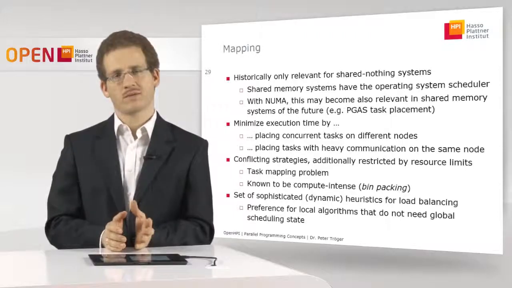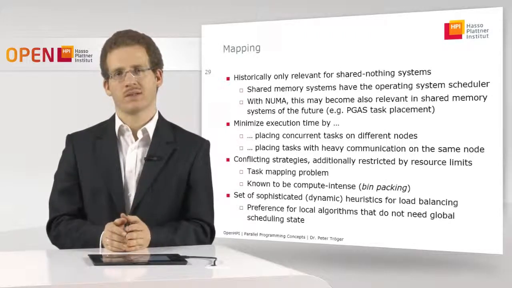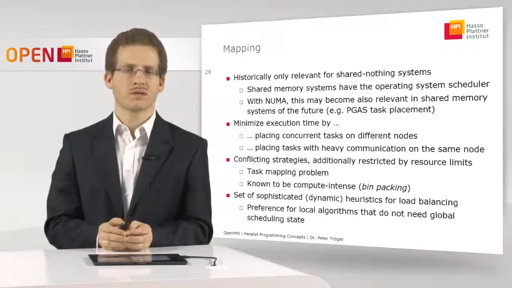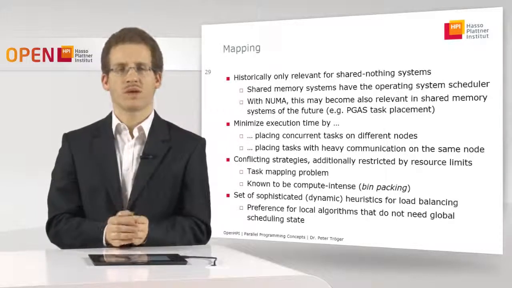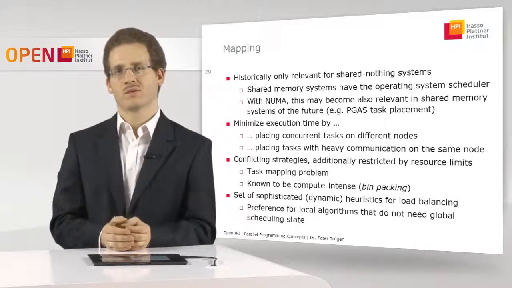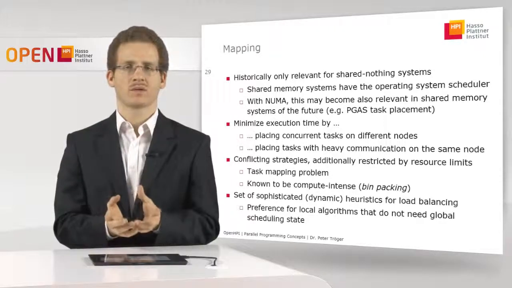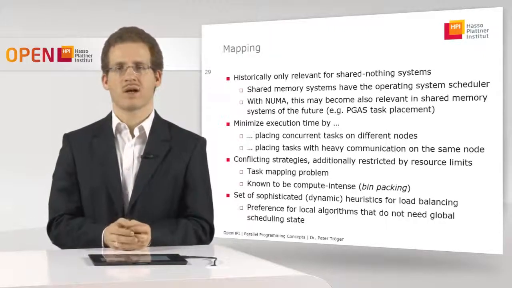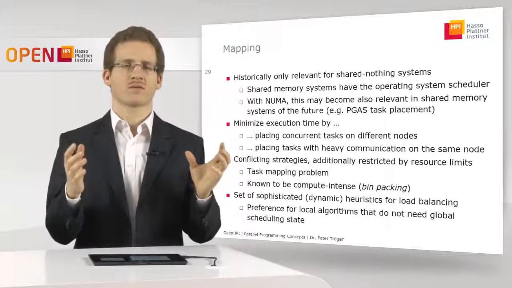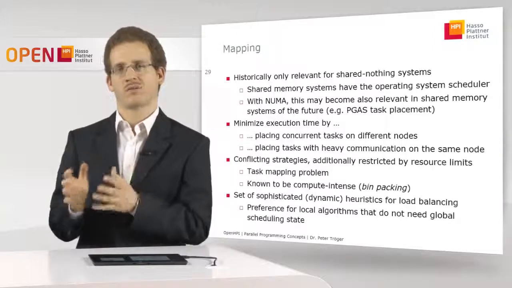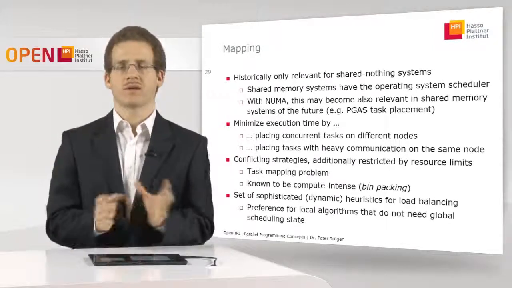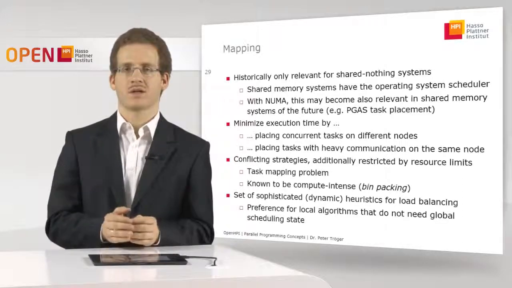And the last step in Foster's methodology, as we saw, is the mapping step. Historically, this was only relevant for shared nothing systems. So you have your cluster and your different nodes with the interconnect, and now you have to put agglomerated task groups on the particular cluster nodes. Then you have communication in between them, and the whole cluster is running your parallel application.